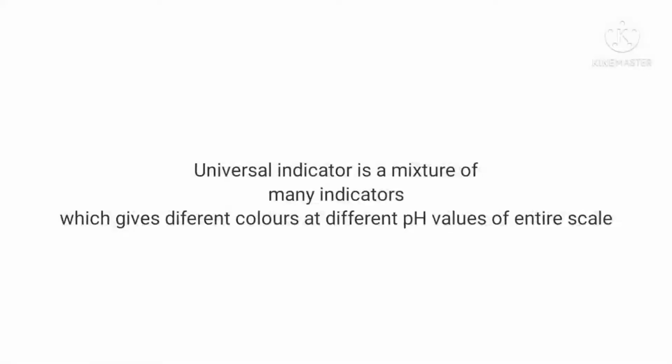pH value is important for our soil and the growth of plants. A soil pH close to 7 is best for the growth of many plants. Next topic is universal indicators. A universal indicator is a mixture of many indicators which give different colors at different pH values of the entire scale. And the color is different for different values of hydrogen ion concentration.